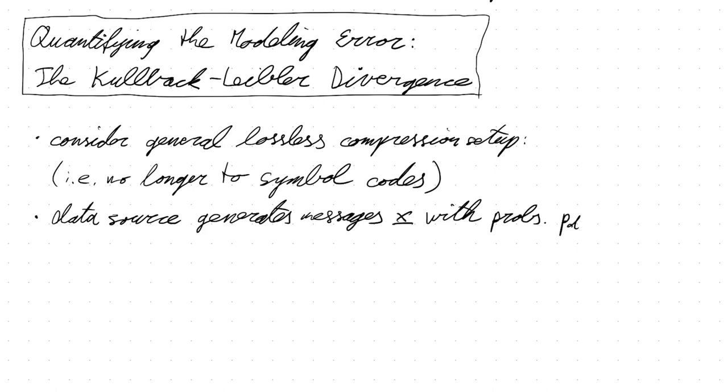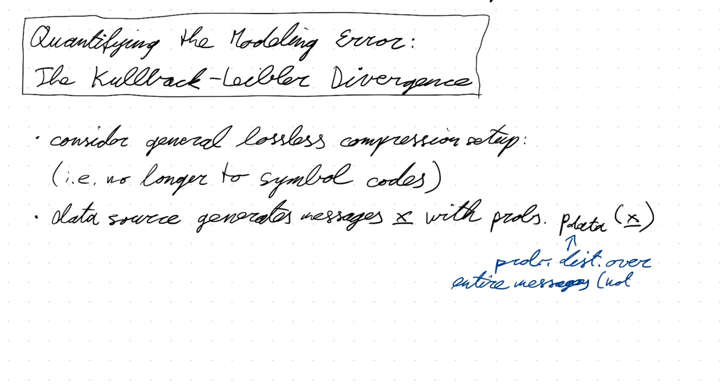I'm going to call the probability P data because I want to be explicit that it's the probability of the data source. Also, to be explicit, this is now a probability distribution over entire messages, so it's not just over symbols. So far we've always looked at probabilities of symbols, but now we're really thinking about the probability of an entire message, not just single symbols.